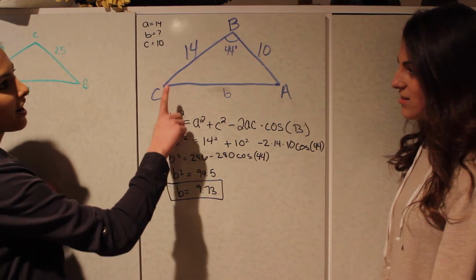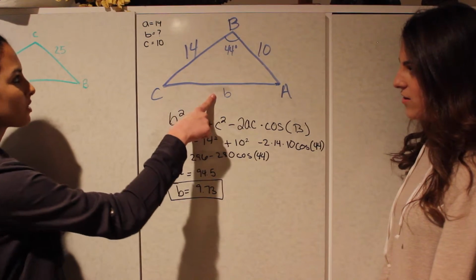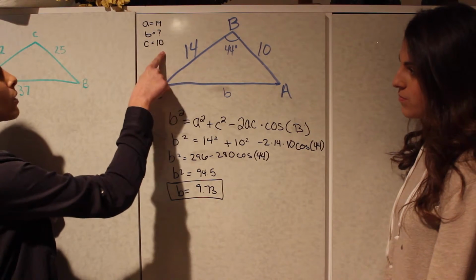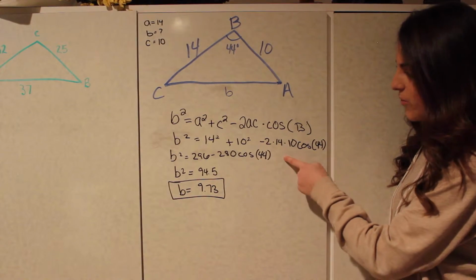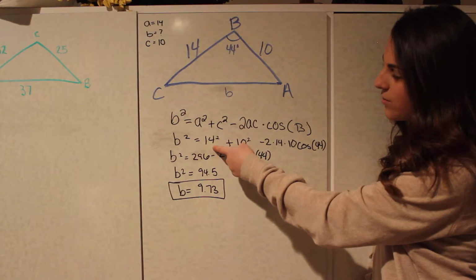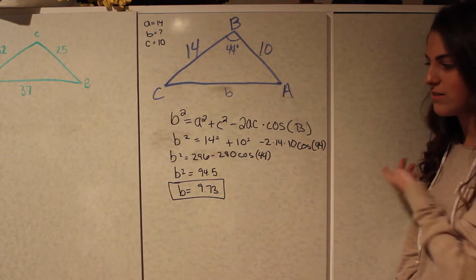This is a side angle side problem, and we're going to use this angle to solve for the corresponding side. Side A is 14, B is what we're solving for, and side C is 10. Alright, we now take this equation and plug in the corresponding numbers for it. For example, for A we plug in 14, for C we plug in 10, and so on.